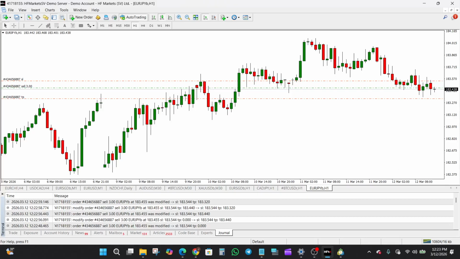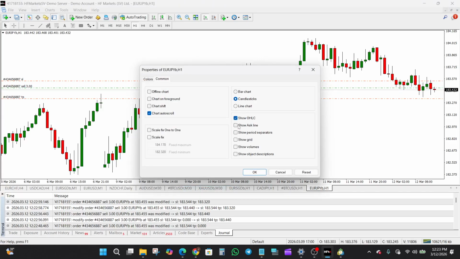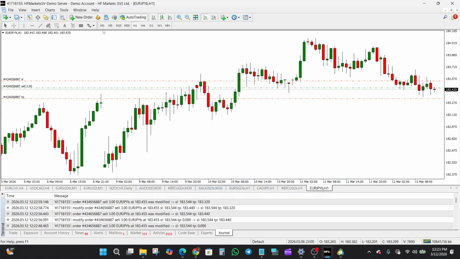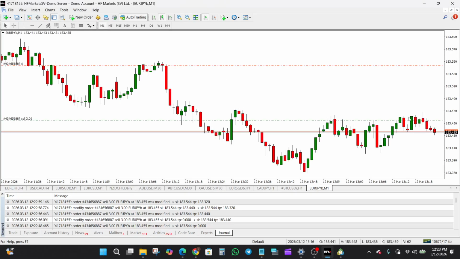Another factor could be the spread conditions. During times of high volatility, spreads may widen. So if spread should increase suddenly, the stop loss or take profit level may fall within the restricted distance. So waiting for spreads to stabilize can sometimes resolve this issue.